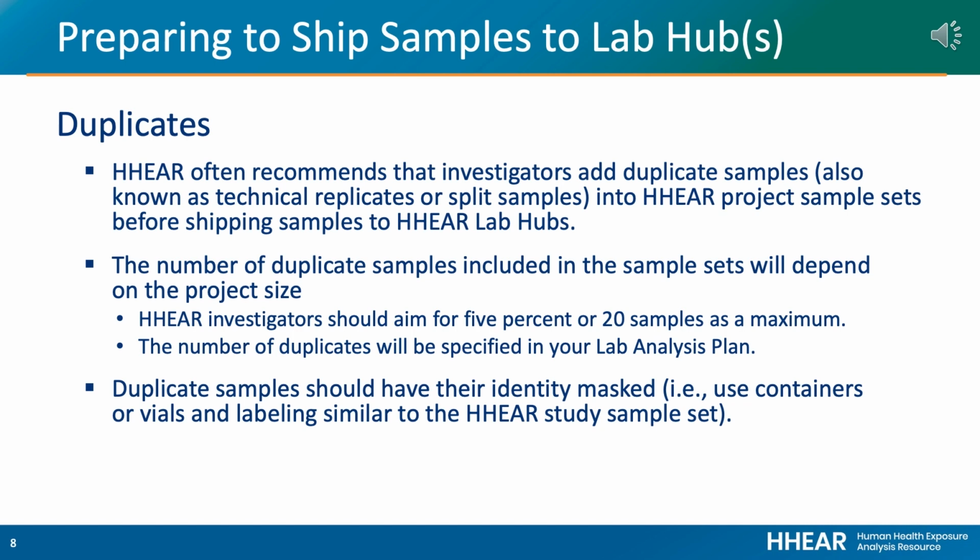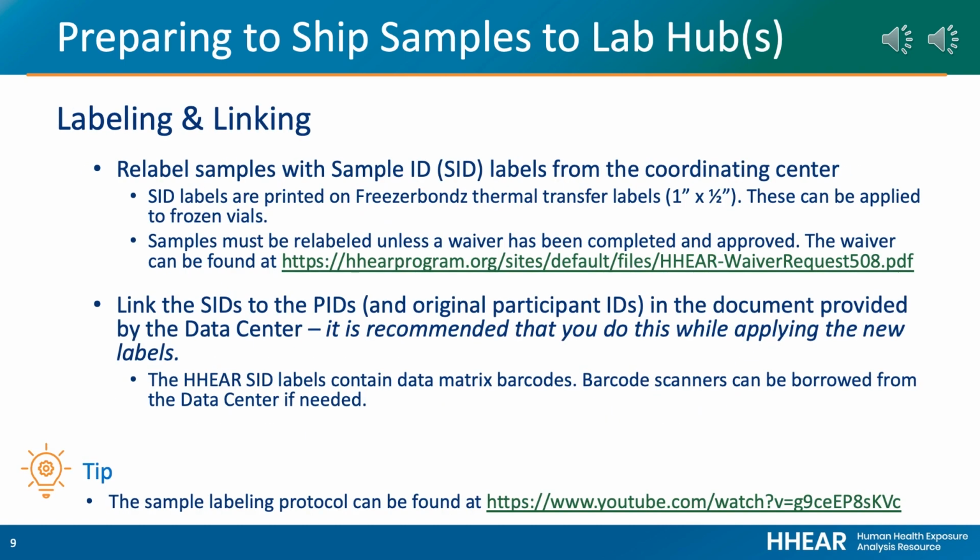Duplicate samples should have their identity masked, i.e., use containers or vials and sample labeling similar to the HEAR study sample set. Once the samples are available and aliquoted as needed, you will begin the labeling and linking process. As previously mentioned, you will need to relabel samples with sample ID labels from the Coordinating Center.